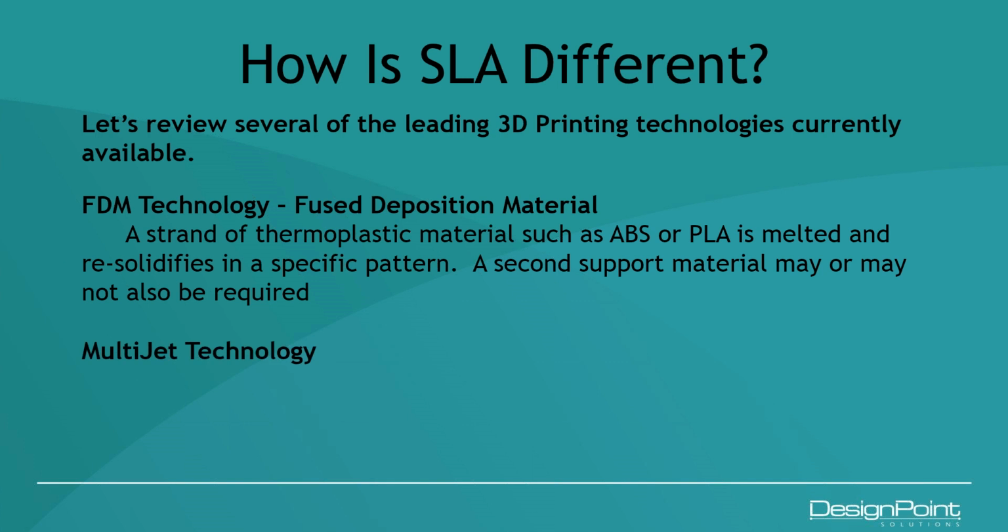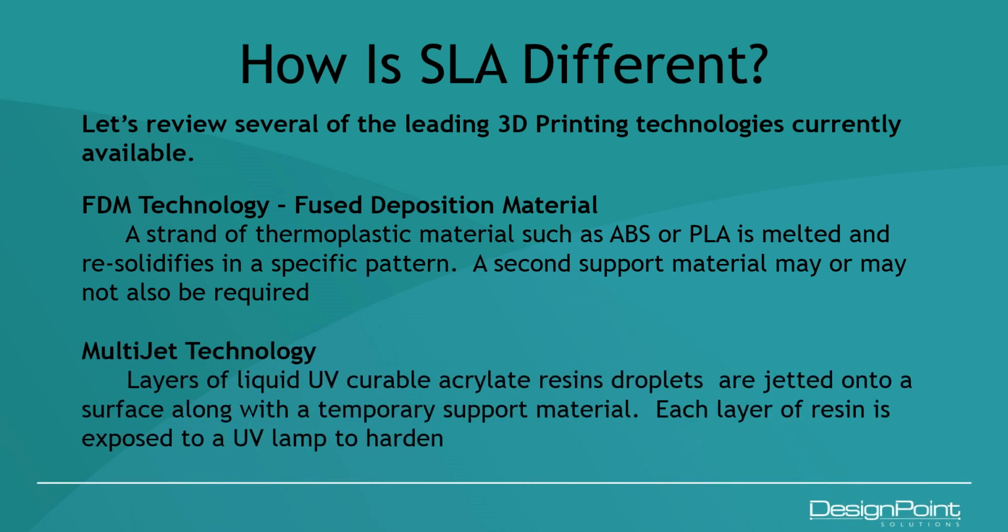In multi-jet technology, layers of liquid UV curable acrylate resin droplets are jetted onto a surface along with a temporary support material. Each layer of resin is exposed to a UV lamp and hardened. So it's similar to FDM insofar as it uses a support material to temporarily have all of the build material located in the correct location. Then it cures, and as each layer is built, a little support is used along the way, and at the very end, all of the support material is discarded.